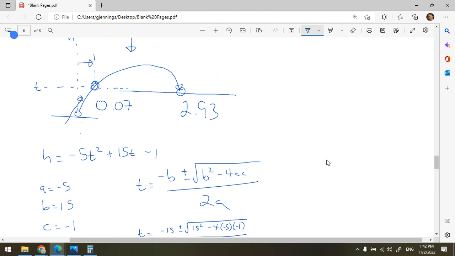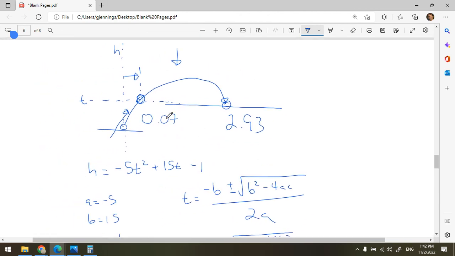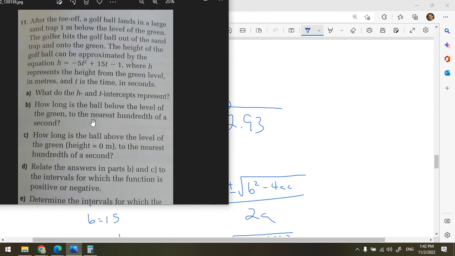Okay. So now we've found how long it takes for the golf ball to rise to the height of the green. It only takes 0.07 seconds. Very fast. And it's up, and then it lands at nearly 3 seconds. So there we go. Let's continue the question. So that's the answer to B, 0.07 seconds. How long is the ball above the level of the green to the nearest hundredth of a second?